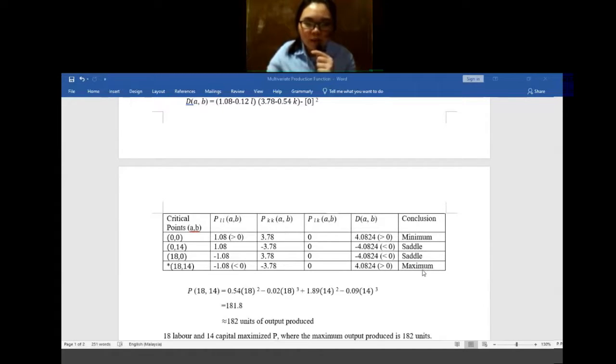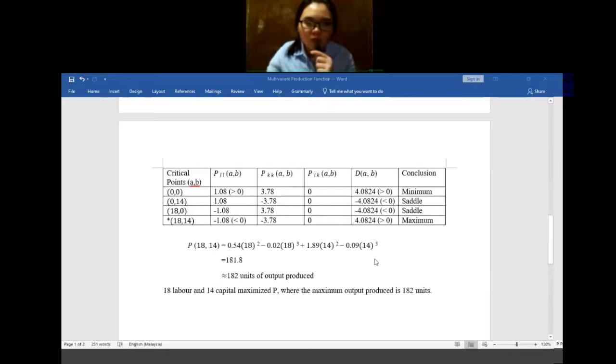We need to choose the maximum point and substitute into the function P, so we can get 182 units of output produced. We can conclude that 18 labor and 14 capital maximize P, where the maximal output produced is 182 units.